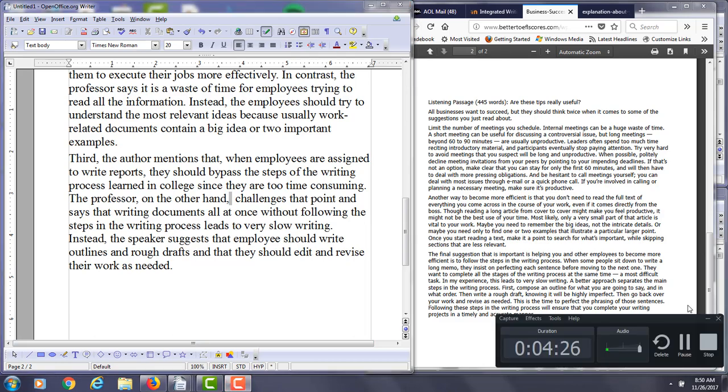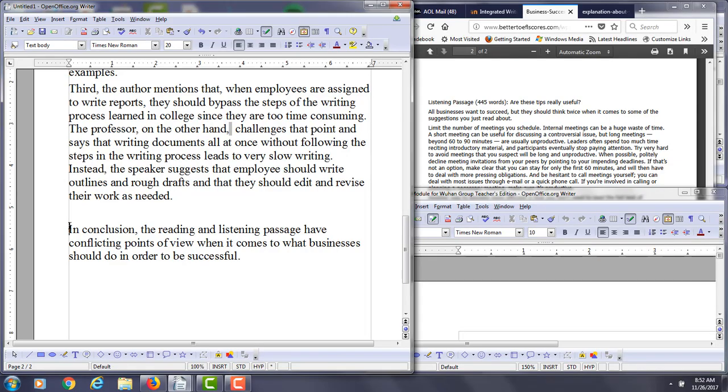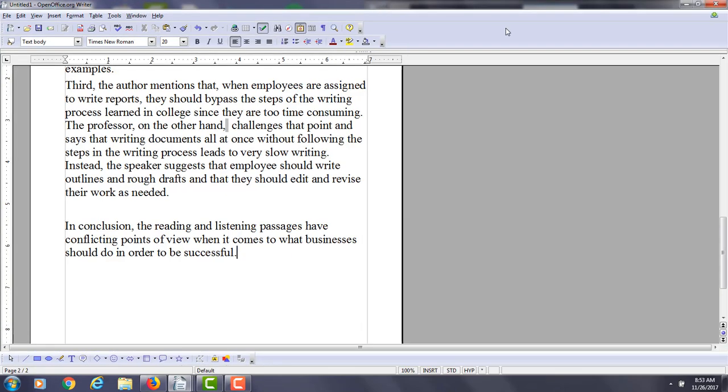I'll show you what you can do here. In the final paragraph, and by the way, it's not necessary that you have a conclusion, but if you put one in there, it can be really short like this. In conclusion, the reading and listening passage have conflicting points of view, maybe make this plural, when it comes to what businesses should do in order to be successful. So that's the example of the introduction.